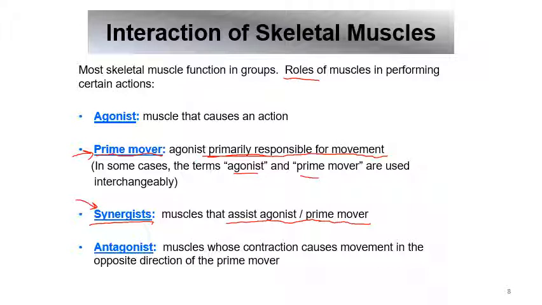Okay, then if a muscle does the opposite action as the prime mover, then it's called an antagonist. So an antagonist is a muscle whose contraction causes movement in the opposite direction. Or just think opposite action. So biceps brachii flexes the elbow. Triceps brachii, which is on the back of your arm, extends the elbow. So because they do opposite actions, they are antagonists to each other.